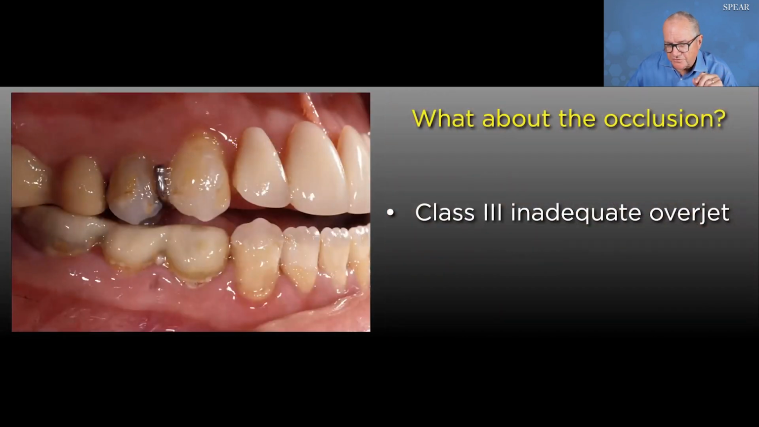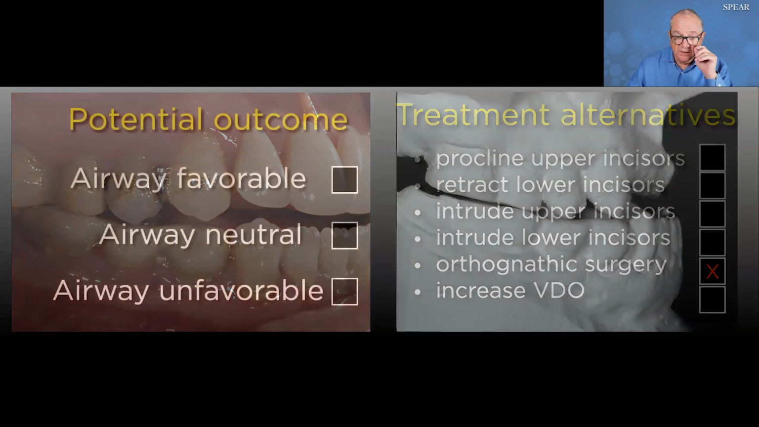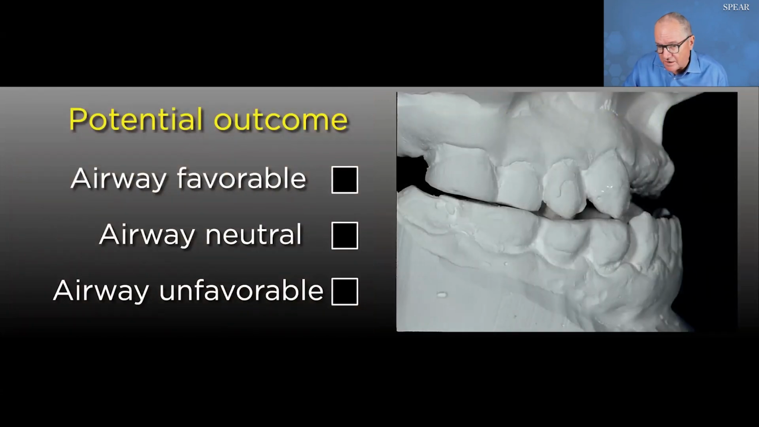Remember her facial profile? She was class 3. Dentally, she's class 3. What's the correct treatment plan for this patient? It's orthognathic surgery. And so it's airway favorable. And Roger West, the oral surgeon, Vince Kokich did the model surgery for me. So they're going to impact the maxilla in the posterior and then move it anteriorly into a class 1 relationship.